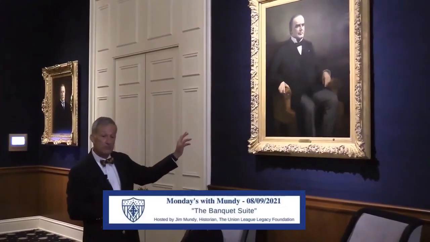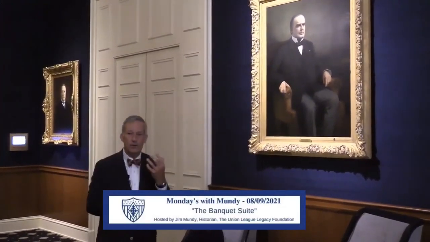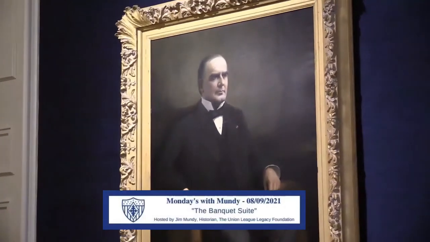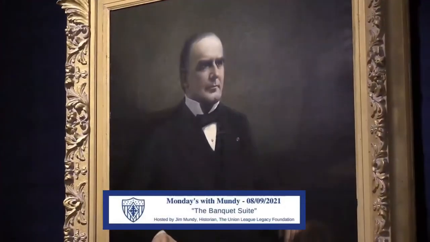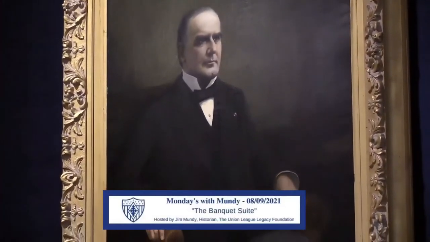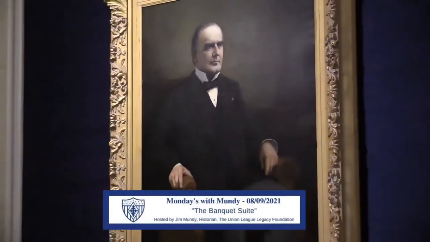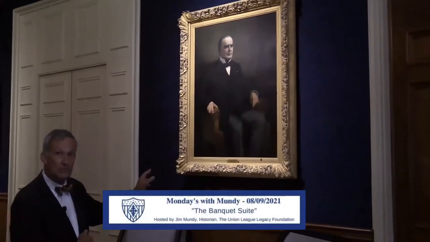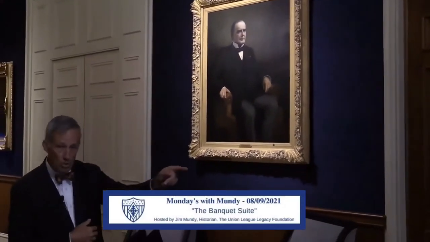So if you look at this portrait, you'll see that his face is very gray and almost death-like. And that's because McKinley was assassinated on September the 12th of 1901 at the Pan American Exposition in Buffalo, New York. And this portrait was painted posthumously. But if you also look at its size, that gives you some idea of how much the League respected and esteemed William McKinley. And let's walk over here and see some more of our paintings.